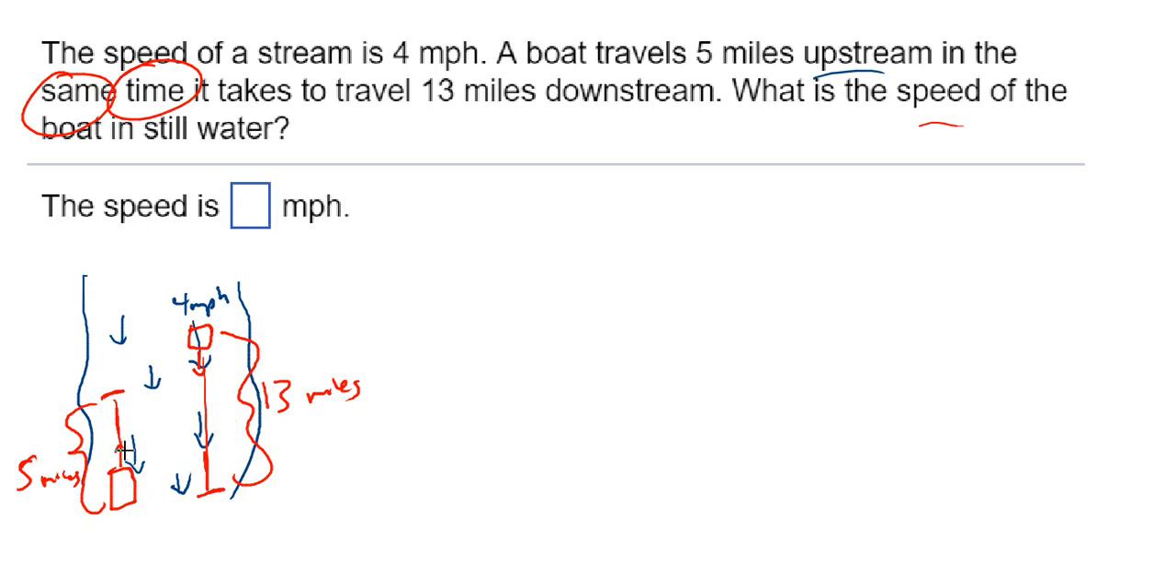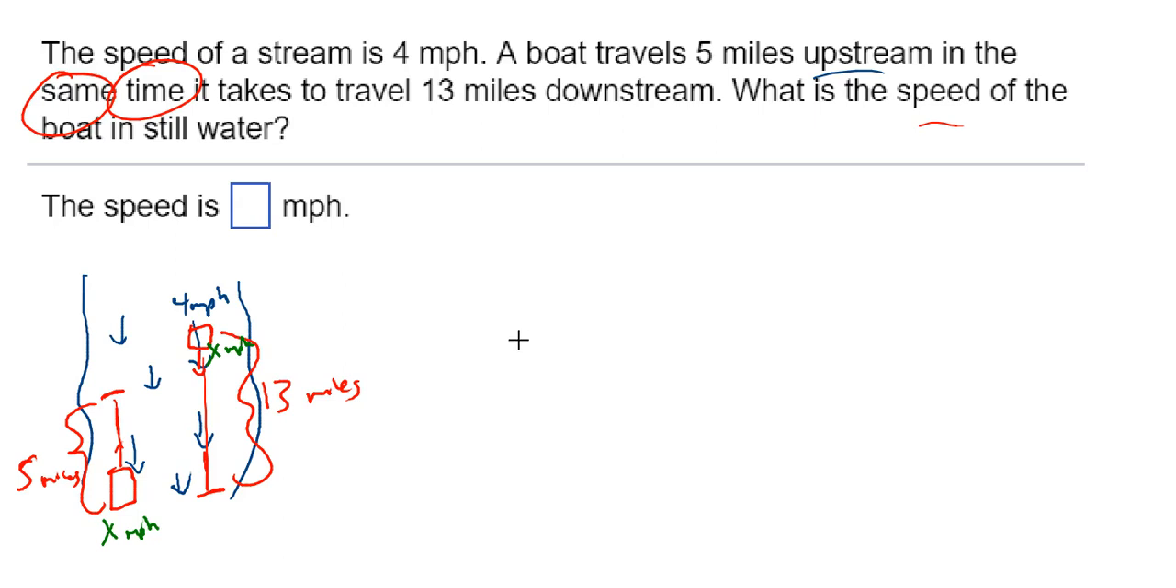That's what we're looking for. So how fast is the boat going? It's going x miles per hour on its own. And then the current's pushing against it when we go upstream. It's pushing it along when we're going downstream, right? So the speed of the boat is going to be x miles per hour.